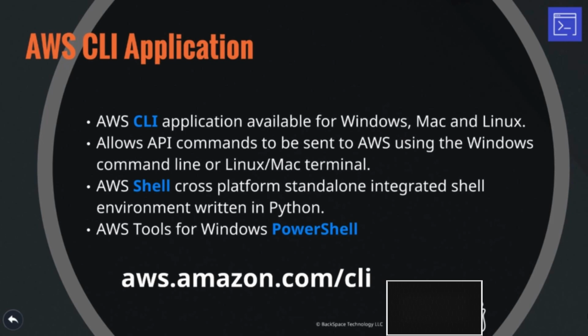And finally, we've also got the AWS Tools for Windows PowerShell. So you can run CLI commands within Windows PowerShell and at the same time use all of those automation tools that are available within PowerShell. Now, if you want to have a look at all of those CLI tools that are available, just go to the AWS website, aws.amazon.com/CLI.